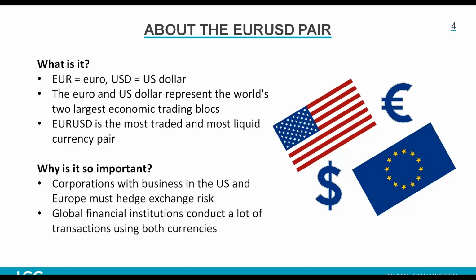Topics covered for today. We're just going to talk a little bit about the euro dollar, what it is, where it comes from, etc. What causes the euro dollar price to change? Generally understanding what moves currencies in general, but more specifically what moves this particular important pair. The top economic data releases to watch when you're trading currencies, because from a fundamental perspective, those data releases tend to drive the action day to day.